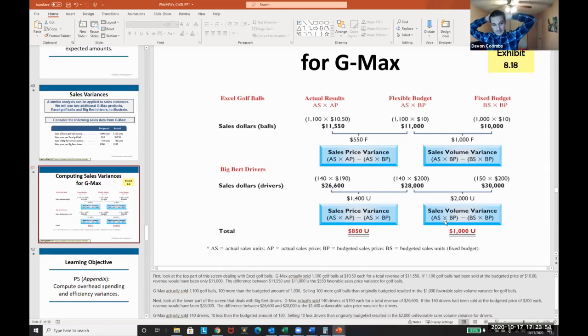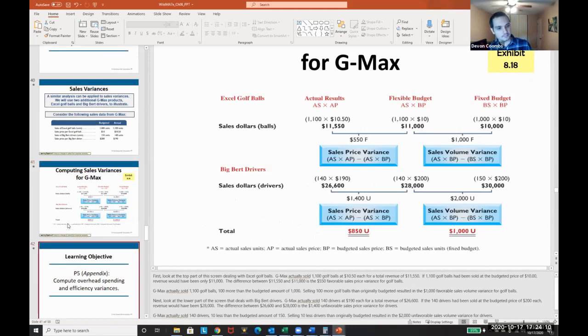So from a business perspective, we can say, hey, let's focus on selling golf balls. They seem to be doing pretty well. Or let's raise the price on them or raise the marketing. Or we could say, hey, our drivers aren't as profitable as we want, why are the sales down? Maybe we need to rebrand or make a new product.